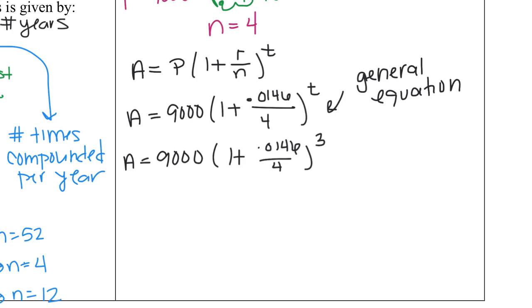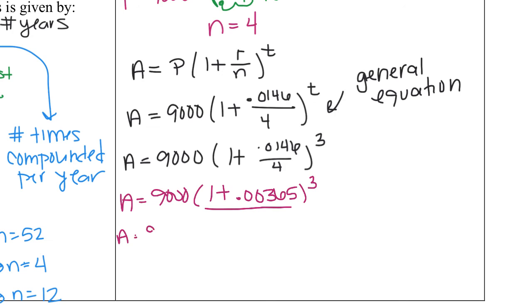So I'm going to do first the 0.0146 divided by 4. So 0.0146 divided by 4 is about 0.00365. Then I need to add 1 plus 0.00365, which is just 1.00365. Now I can use the exponent. So I'm going to take 1.00365 to the third power.